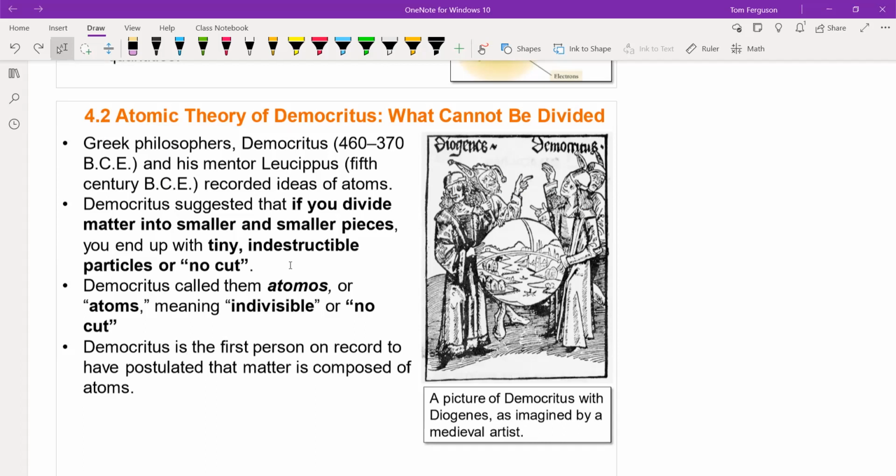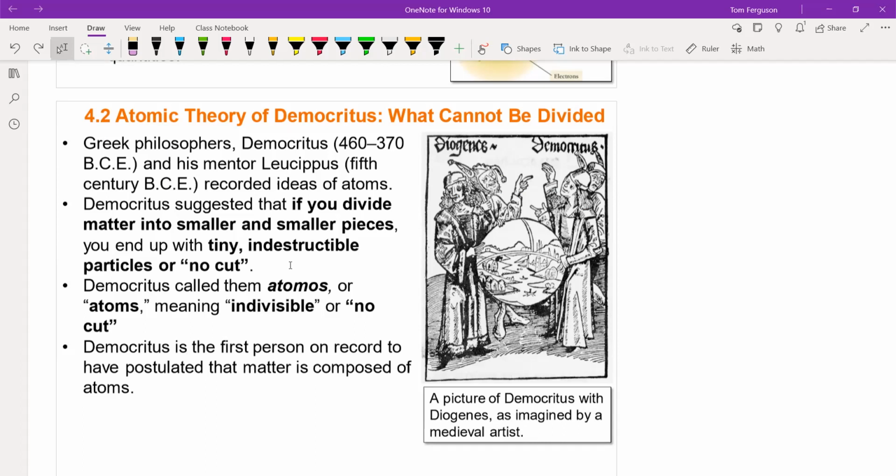It's like if we took an apple and cut it in half. Do we still have apple? Cut it up with brand new Jinsu knives, and all of a sudden you reach the point where it stops being an apple. That's what Democritus was talking about. Atomos in Greek means no cut, and that's where the word atom came from.